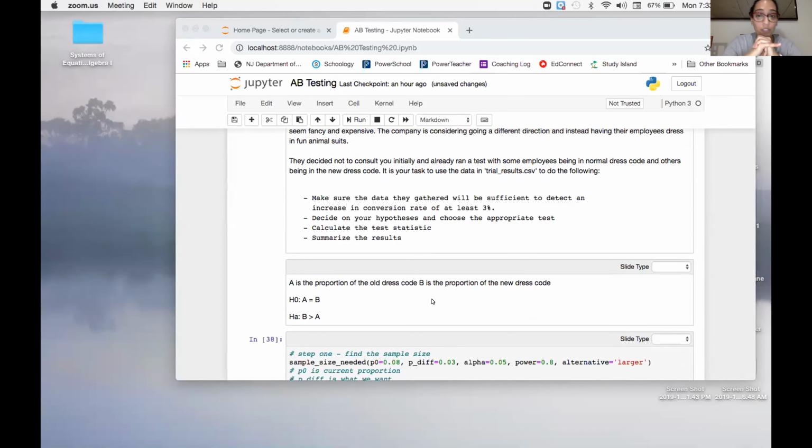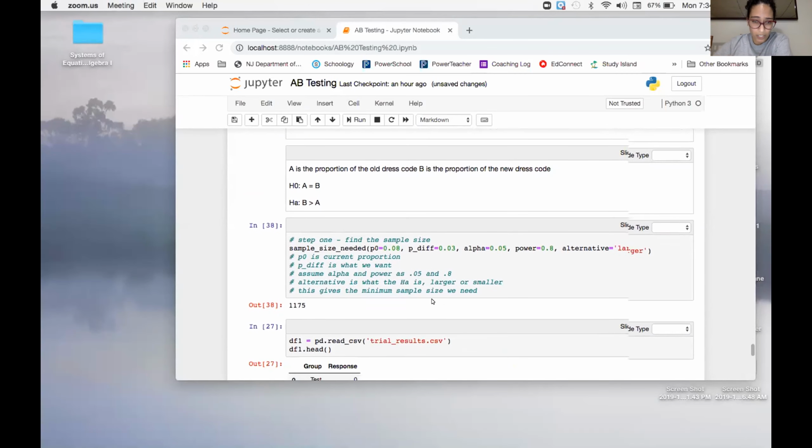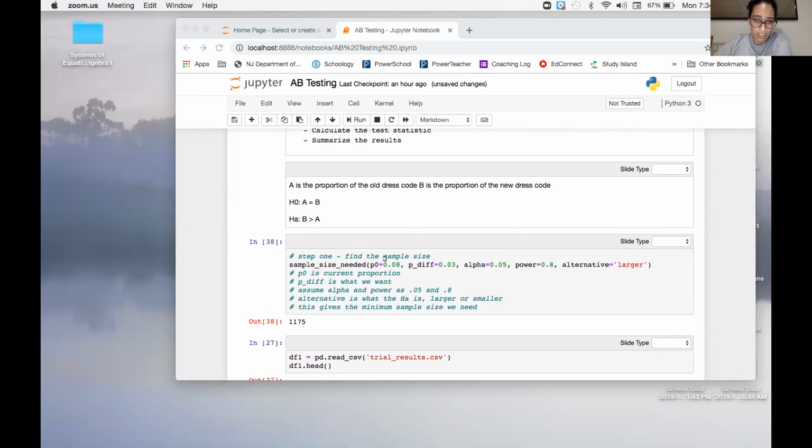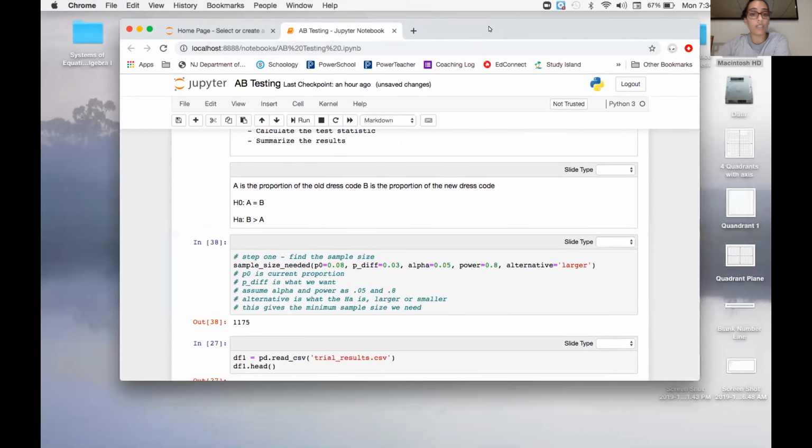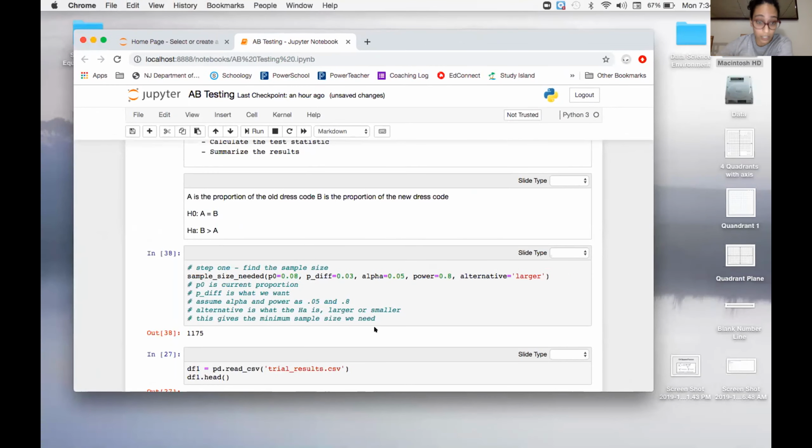Okay, so the first thing we had to do was build our hypothesis. Our null hypothesis was that the old dress code was going to be the same as the new dress code, and our alternative hypothesis is that the new dress code will increase the conversion rate. Okay, so the first thing we had to do was make sure that we have enough in our sample size to see if we could run this.